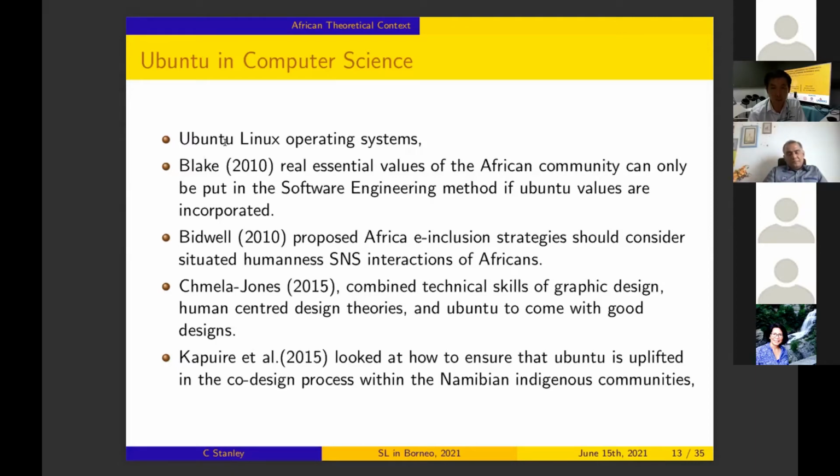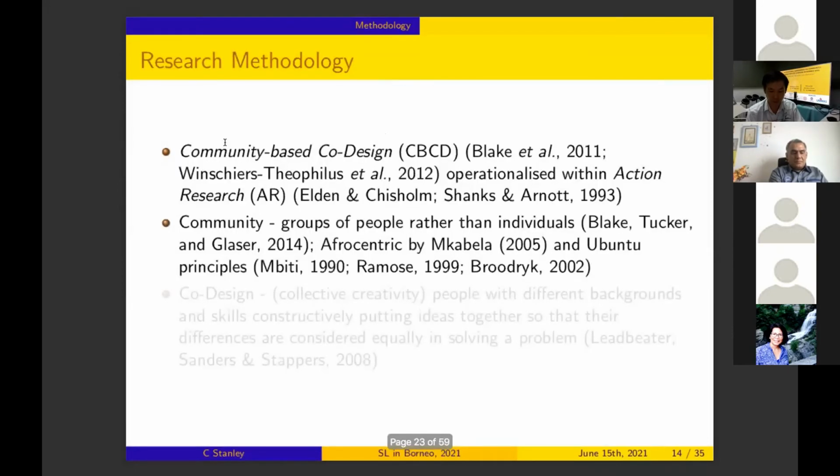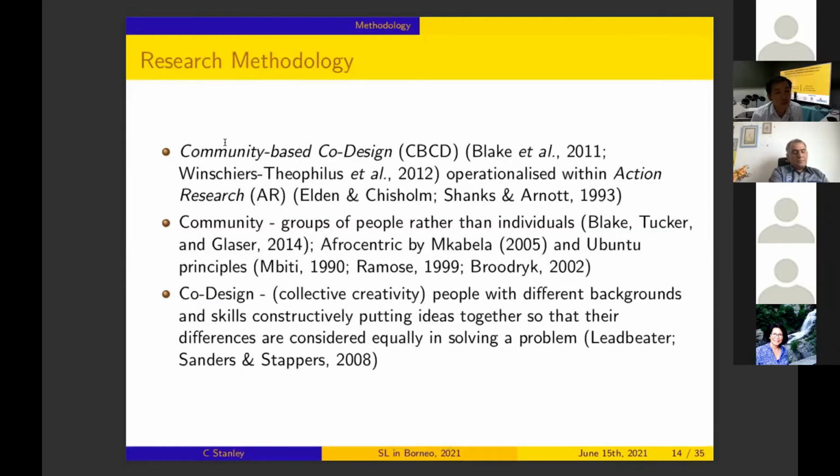And then also we have our colleague that looked at Ubuntu uplifted in co-design within Namibian indigenous communities. All right, so now I'll quickly move to the research methodology that we have carried out. We call it community-based co-design. So community: a group of people, not individuals, but still this group is diverse, having subgroups, but imagine working with such a group. And then obviously co-design, collective creativity, people with different backgrounds and skills constructively putting ideas together so that their differences are considered equally in solving the problem.